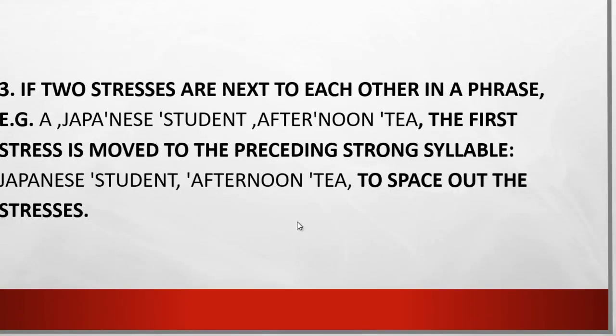The third tendency, okay, the third and final tendency is that if two stresses are next to each other in a phrase, for example, a Japanese student or afternoon tea, the first stress is moved to the preceding strong syllable. So that's why you're going to say Japanese student and afternoon tea. We're going to do that in order to space out the stresses. Okay, so that has to do with stress shift.